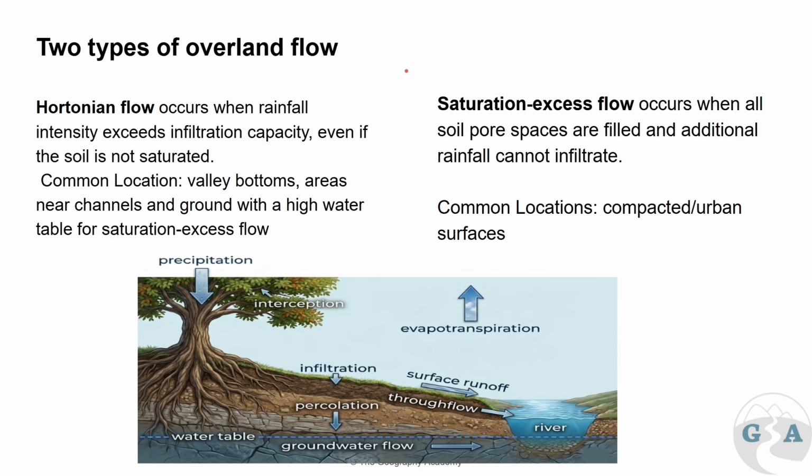Saturation excess flow is where the soil pore spaces are already filled, so additional rainfall cannot infiltrate. We see this in compact surfaces, mainly in urban spaces.